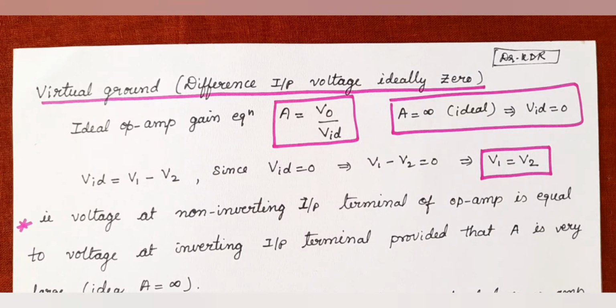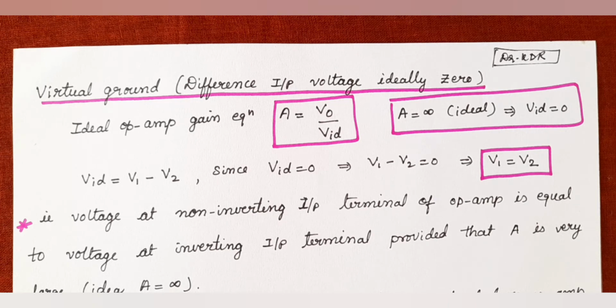Hello dear students, today the topic of the class is voltage follower, current to voltage converter and virtual ground. By the end of the class you will be understanding what you mean by virtual ground, what a voltage follower is and what a current to voltage converter is. Let us start the class with the first topic, virtual ground.